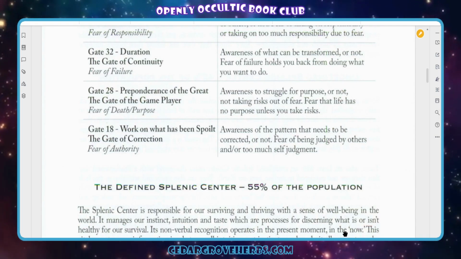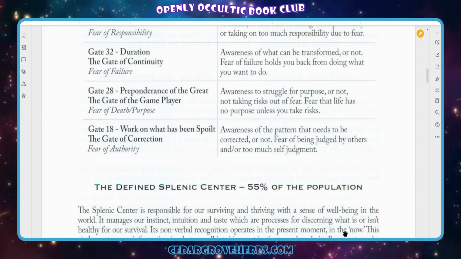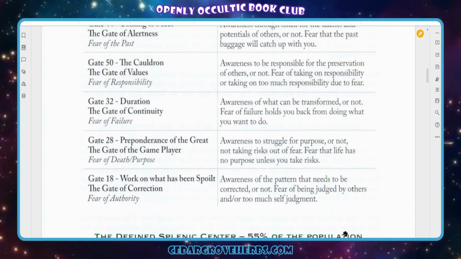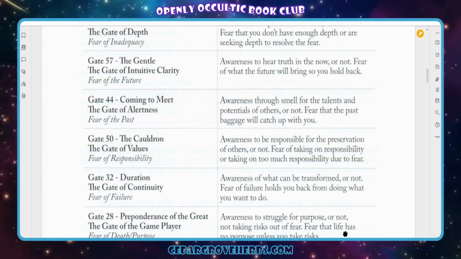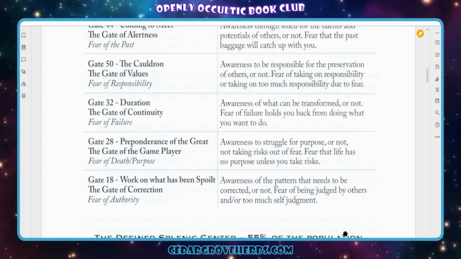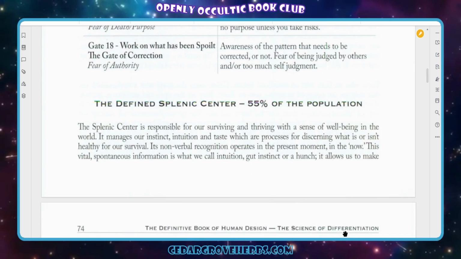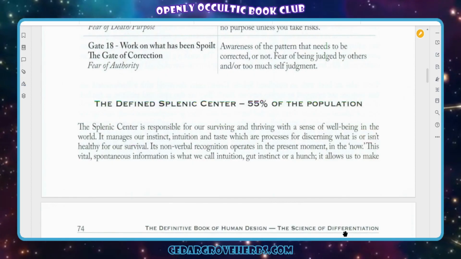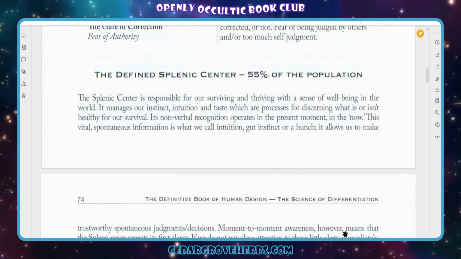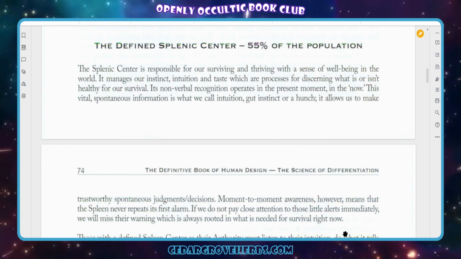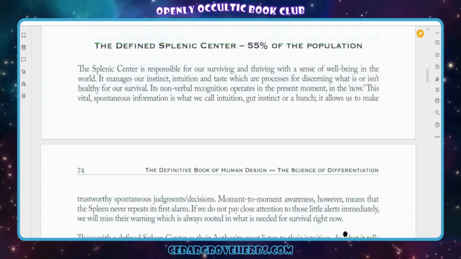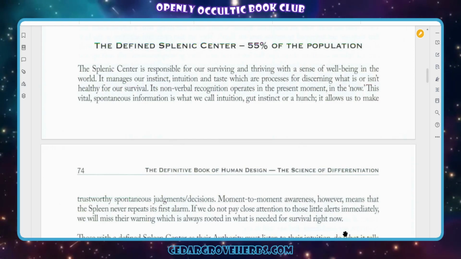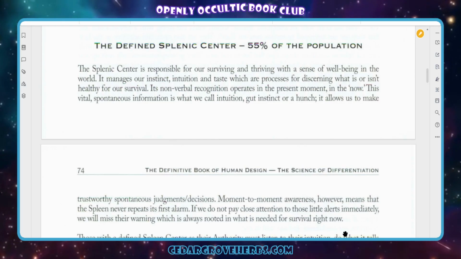So these are the gates in the splenic center. If you have it defined, then that is the gate or gates that apply for you. Right? Let's start with ourselves, and then we can spread out and start dealing with our inner circle and so forth. So yeah, we're learning ourselves, which is love. You must love yourself to be learning yourself. Congratulations, we're here. The defined splenic center is 55% of the population.